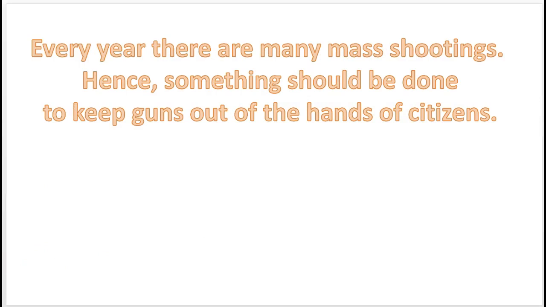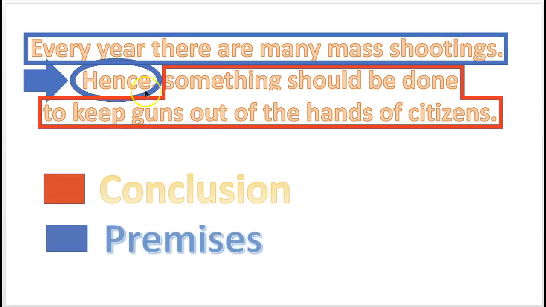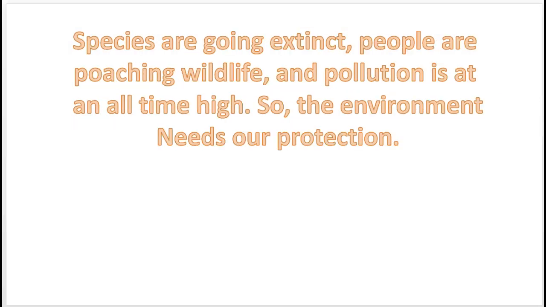Here is another practice problem. Every year there are many mass shootings. Hence, something should be done to keep guns out of the hands of citizens. Identify the conclusion indicator, and then identify the premise and the conclusion. The answer is, very good. The conclusion indicator word is hence. And the conclusion follows in the red box. The premise is in the blue box. Here is another practice problem.